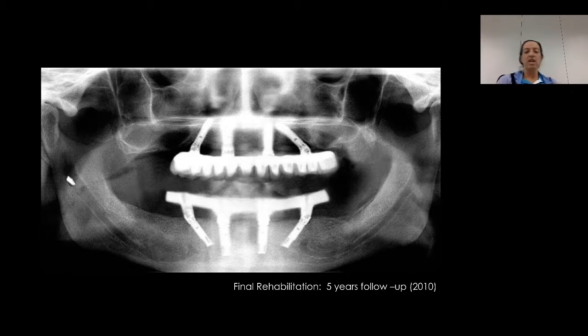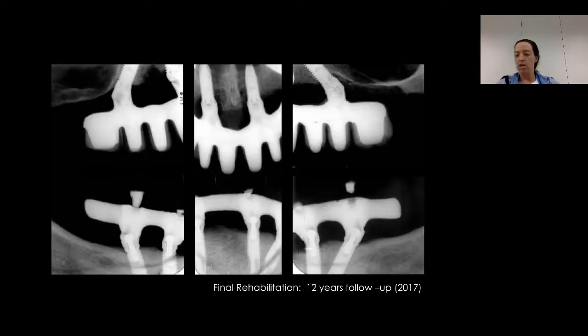So continue with this case. This is with the 5 years of follow-up, and here you can see with the 12 years of follow-up.